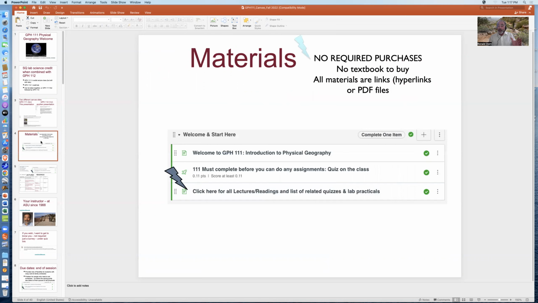There are no purchases required for this class. There's no textbooks to buy. All the readings are links, either hyperlinks or PDF files, and you can access the lectures and the readings from the Welcome and Start module by clicking here for all lecture readings, list of quizzes, and lab practicals. There are purchases required for the 112 class, but that's explained for that class.